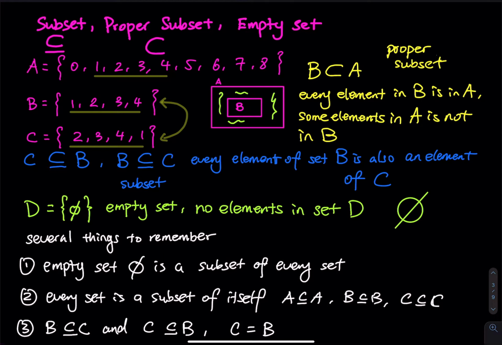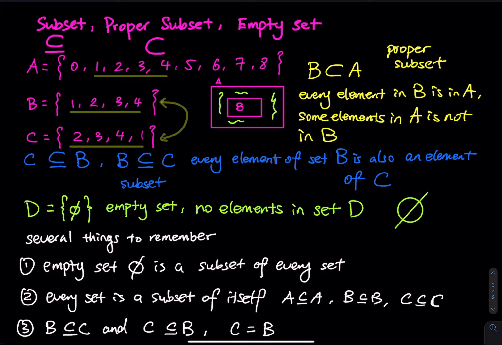So B is in C, we use the equal sign because they are completely the same. It's not only in C, but also equal to C. C is in B, or also C is the same as B. So another way to say this is C is equal to B.